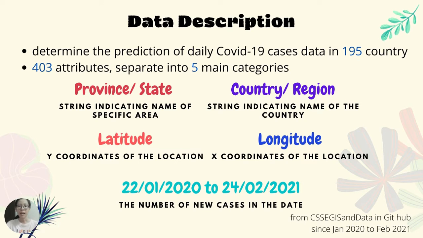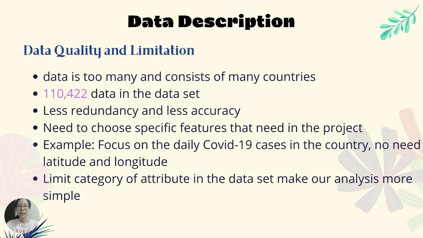Next is data quality and limitation. We hope to forecast the pattern of daily COVID-19 cases to help in determining and finding ways to predict and lower the new cases. There is a big complication when dealing with the data, as the data is too large and consists of many countries, hence we can only do an overall prediction compared with a detailed prediction for each country area. Analyzing and working with a large amount of data, which is 110,422 data points in the dataset, will lead to less redundancy and affect the accuracy of the result.